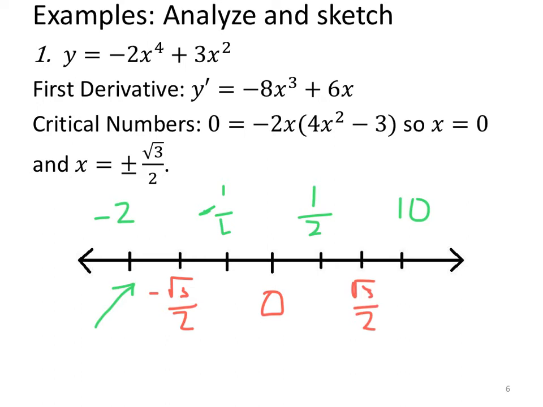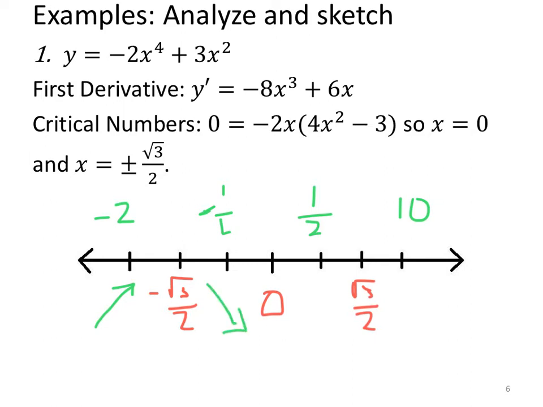When x is a negative 1/2, in my first piece of the factored derivative, a negative 2 times a negative 1/2 is positive. Negative 1/2 squared is 1/4. 4 times 1/4 is 1, and 1 minus 3 is negative. I don't care what the number is, I care about the signs. So at negative 1/2, I will be decreasing. My first derivative is negative.